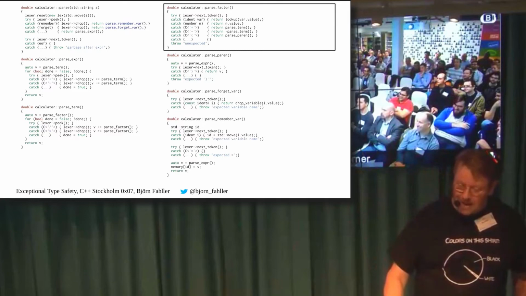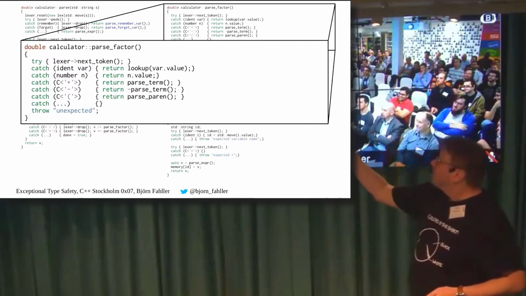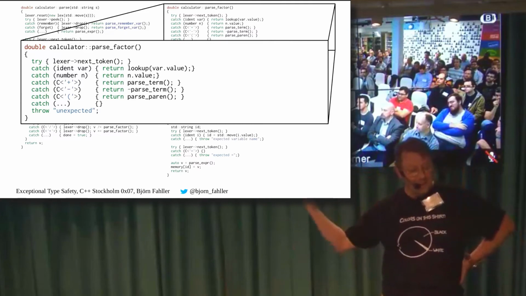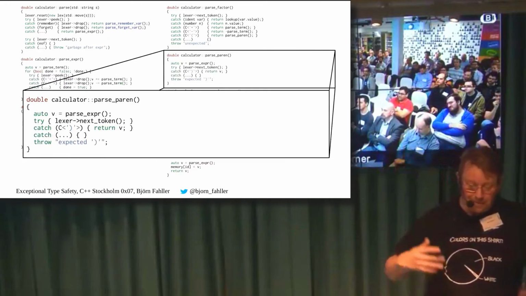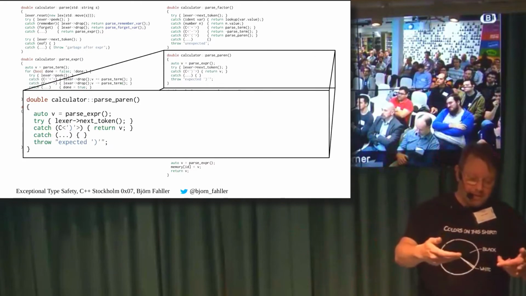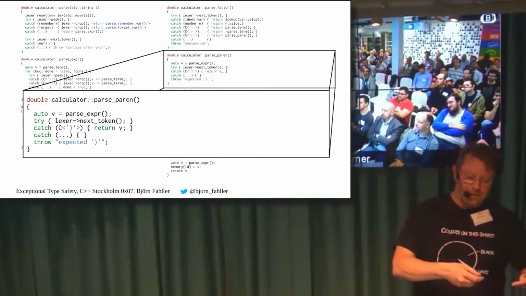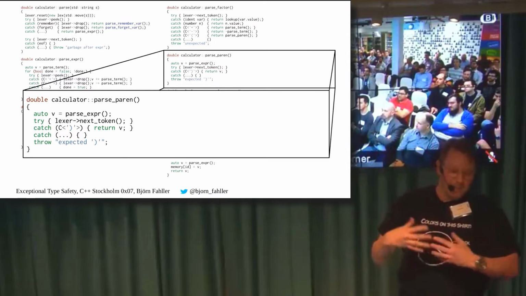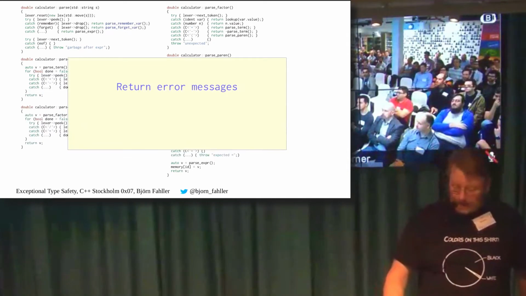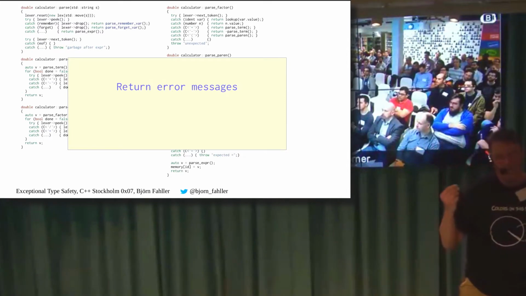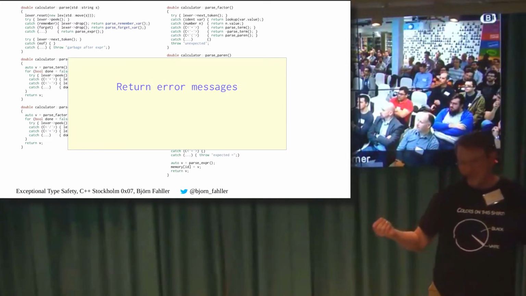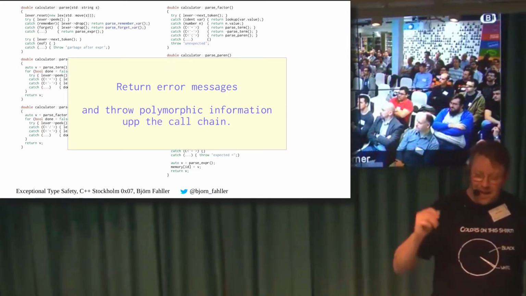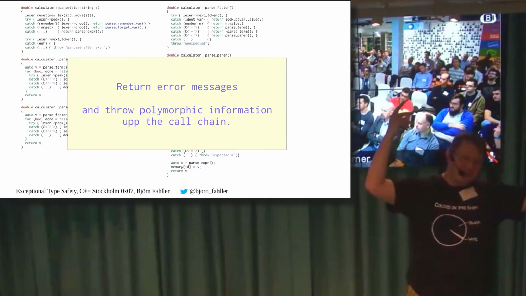So we can zoom in again. So we try to call the lexer and we catch whatever we found, what we like. The same for the parentheses. We just parse the expression, then we get the next token, hope that we catch a closing parenthesis, then we're done, otherwise something's wrong. So, the age-old question, return or throw for error. You return something that explains what the problem is, and you throw polymorphic information up the call chain.